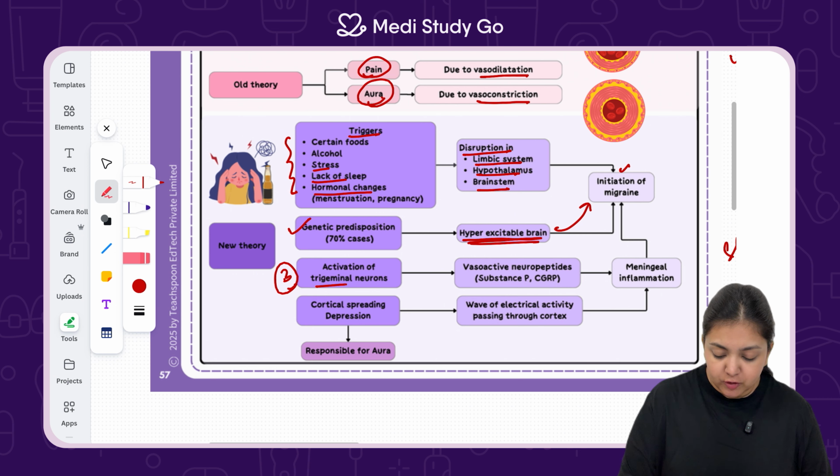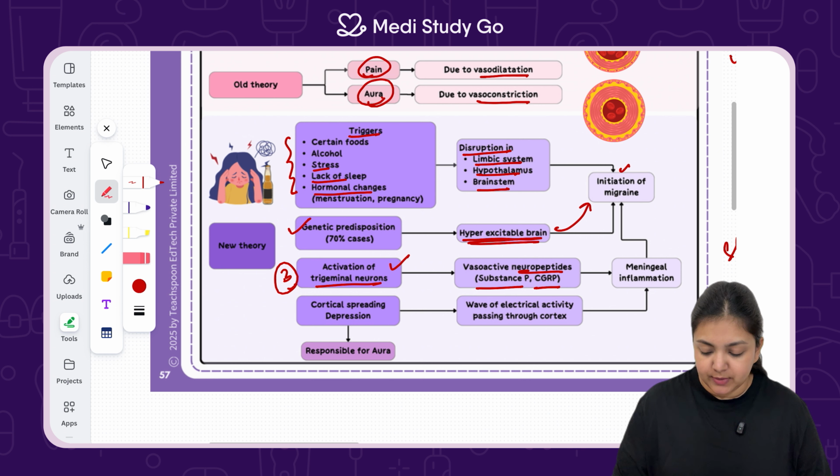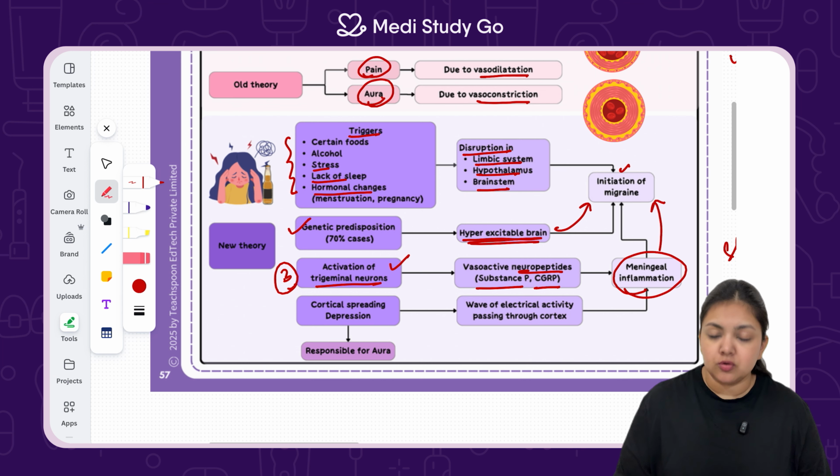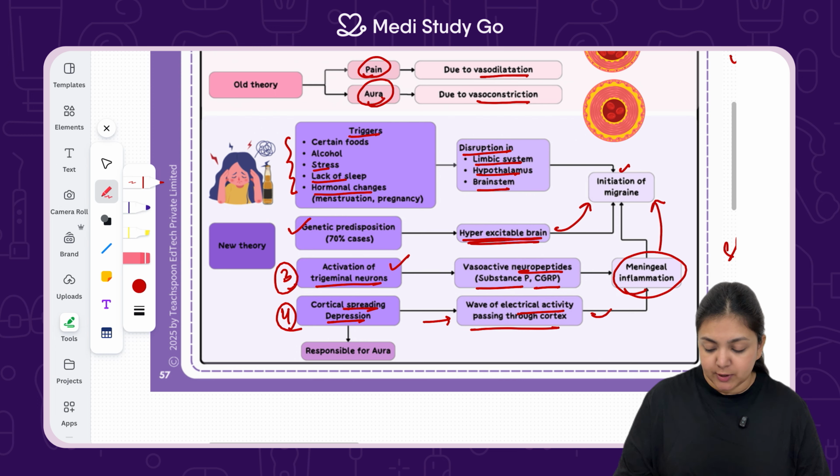Thirdly, there can be trigeminal neurons which get activated, as I mentioned before. This leads to the release of neuropeptides like substance P and CGRP, which increase the meningeal inflammation and therefore lead to the migraine attack. Also, there can be cortical spreading depression, which leads to a wave of electrical activity passing through the cortex. Increased activity can lead to meningeal inflammation in turn, which thereby leads to migraine initiation.